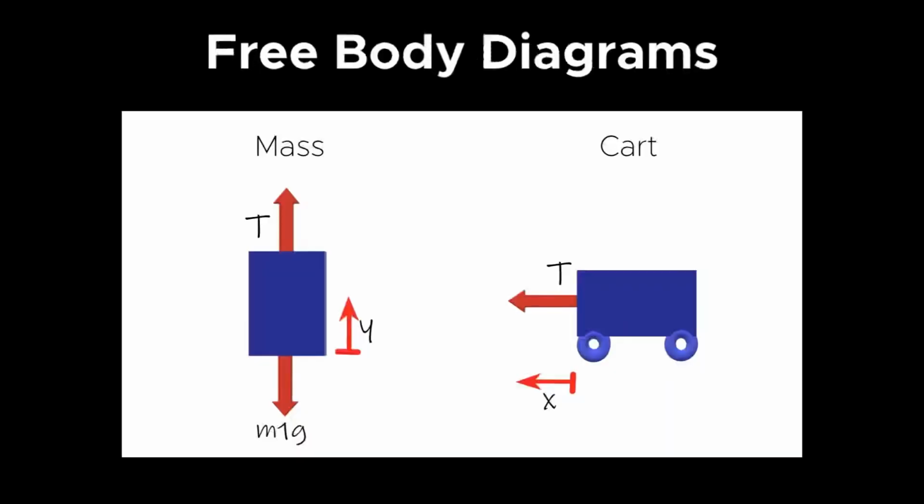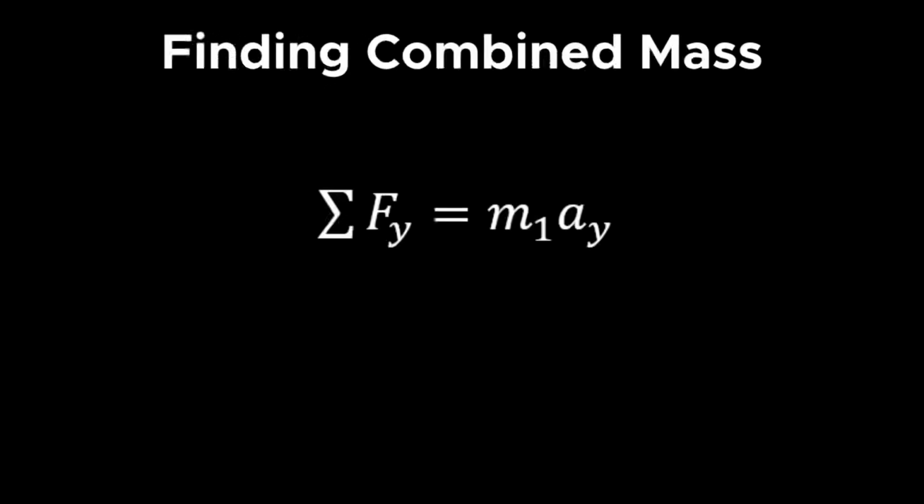Isolating the cart and the mass individually, we can draw free body diagrams to show the forces acting on the objects. Using the equations sum of Fy equals mass 1 times acceleration y and sum of Fx equals mass 2 times acceleration x, we can sum the forces acting on each object and use this to find an expression for the combined mass of the cart.